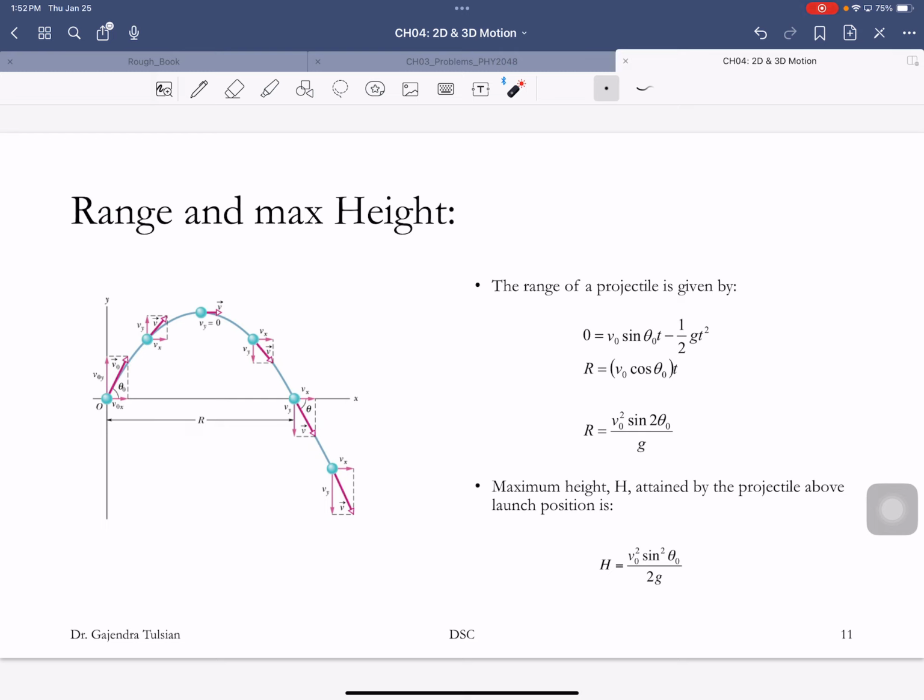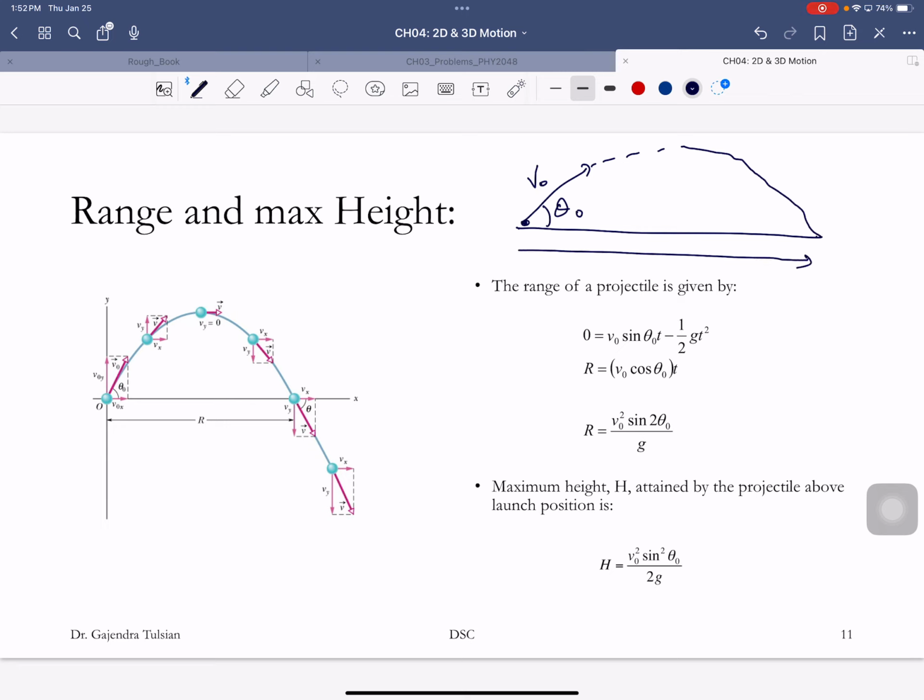All right, now what we'll do is we'll give you a range and maximum height formula. So here's what we're doing. We are going to launch a projectile. V naught is its initial velocity. Theta naught is its launch angle. And there's the range. So the range is the horizontal distance it traveled when it's come back to the same vertical position.